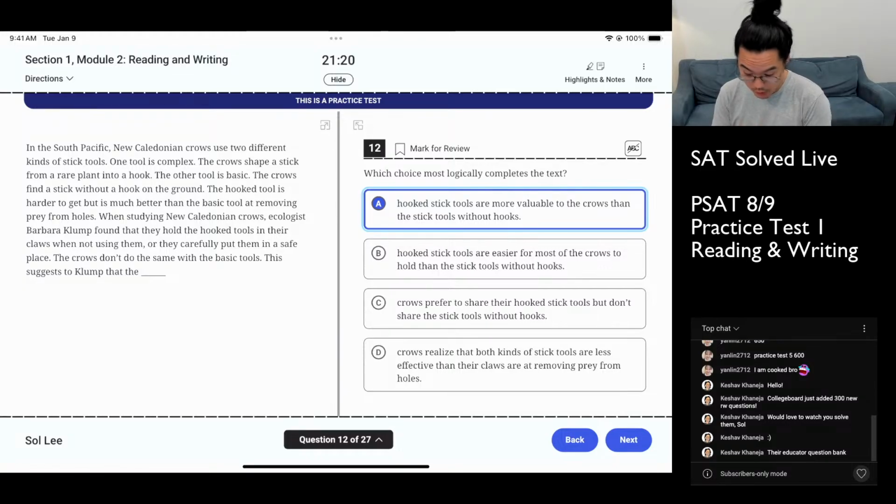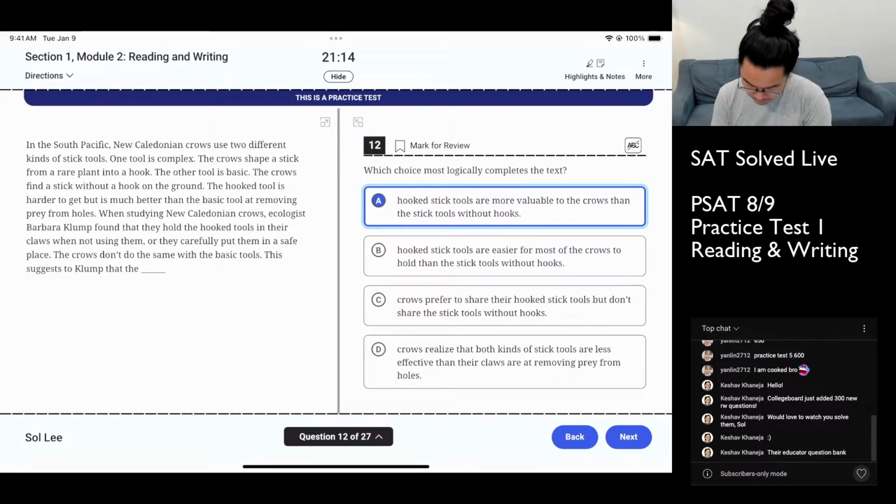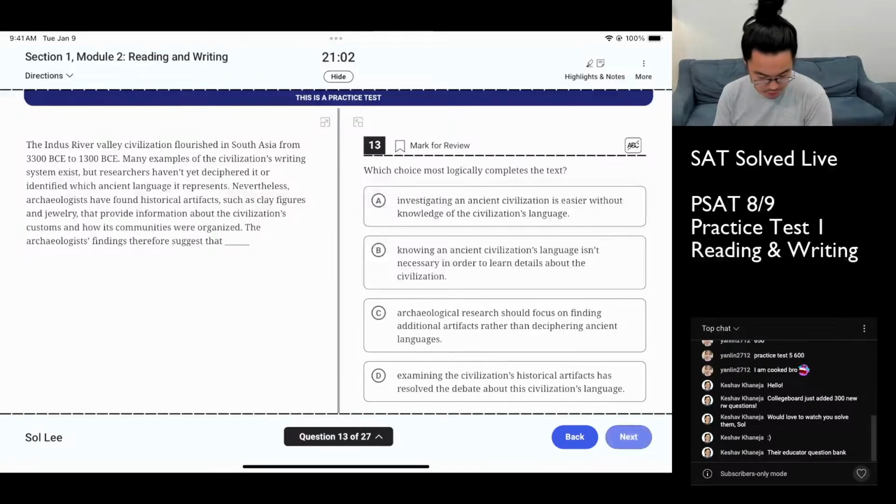Yeah. Hey. Wow. It's my first time seeing this question. It's exactly what I was thinking. I'm gonna look at B, C, and D though, just to be careful. Yeah. A is exactly it.